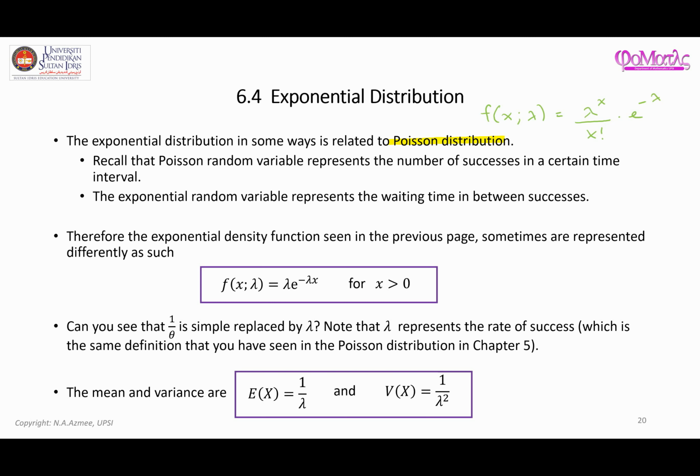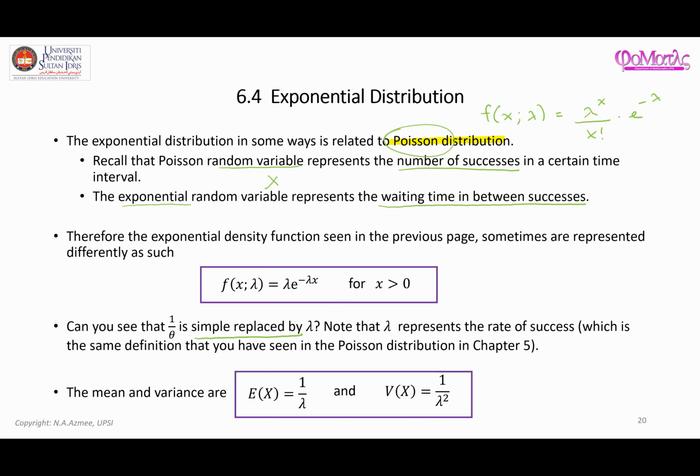You can see that in the Poisson distribution, the random variable x here represents the number of successes in a certain time interval, whereas when you talk about exponential, it represents the waiting time in between successes. So there is some sort of relationship between these two random variables. We can use a property related to the Poisson distribution, where we apply lambda and represent 1 over theta with lambda.